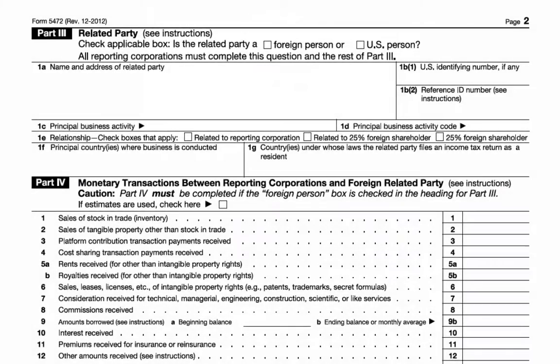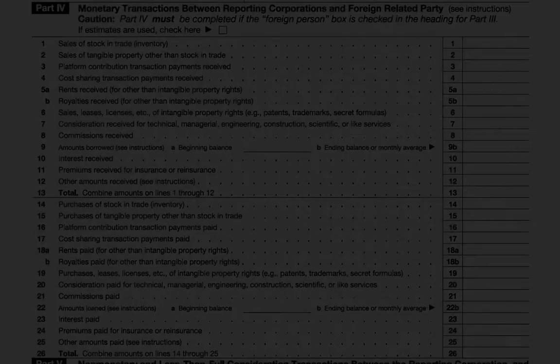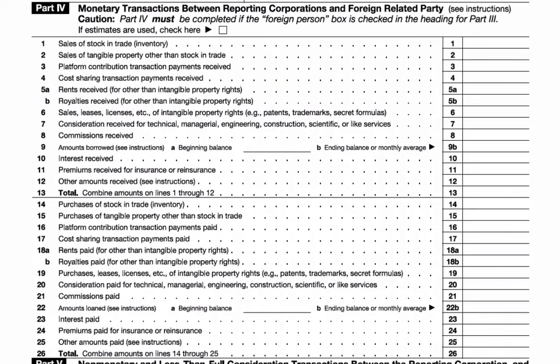Part 3 of Form 5472 lists the information about the related party for which there were reportable transactions. As mentioned before, a separate Form 5472 is prepared for each related party that there are reportable transactions. This Part 3 identifies which related party the 5472 is being filed for. Parts 4 and 5 are completed only for reportable transactions with foreign-related parties. If the transactions are with U.S.-related parties, you still need to file Form 5472, but you do not need to list the amounts in Parts 4 or 5.